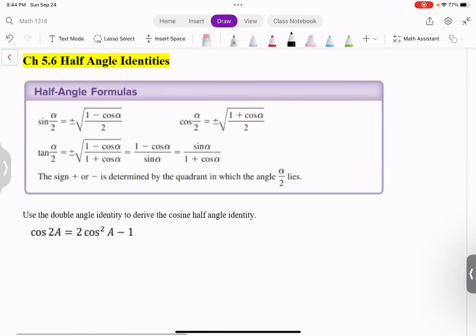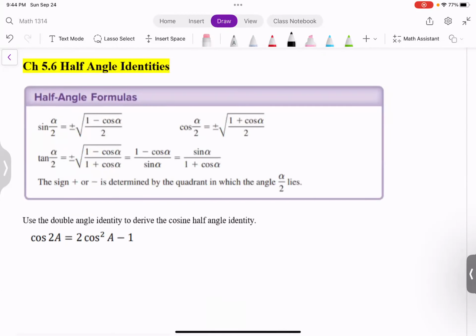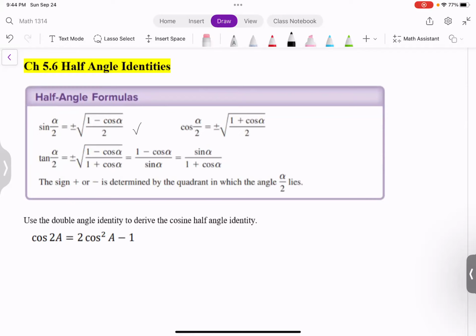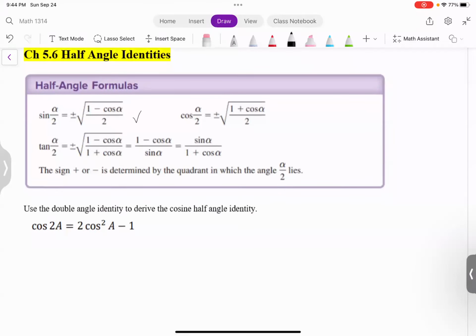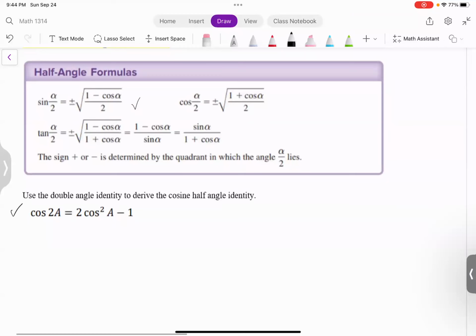Okay, let's see the table in 5.6. You see the first formula is sine alpha over 2 equals positive or negative square root of (1 minus cosine alpha) all over 2. How about the half angle of the cosine? We use the double angle identity to derive the cosine half angle identity. So let's see from here.